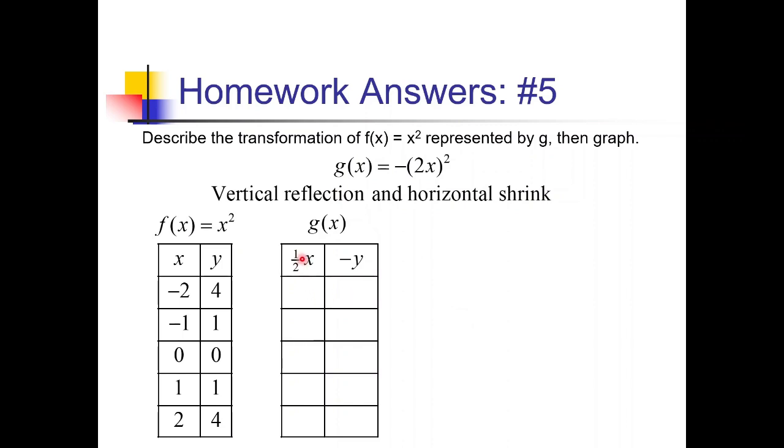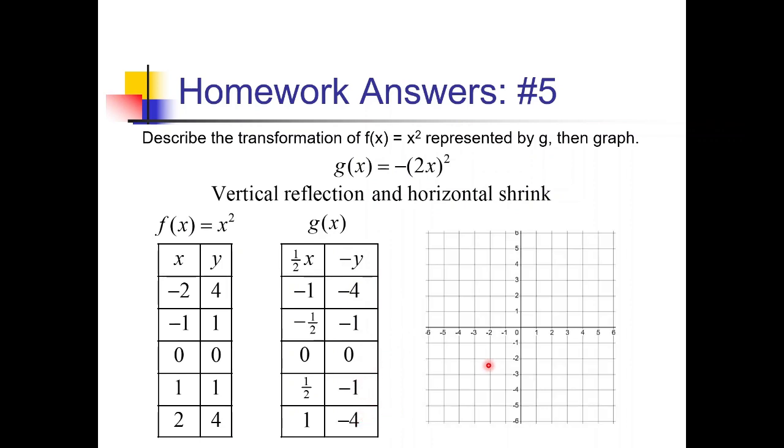So for the x's, we're multiplying each of them by 1/2. -2 becomes -1, and then -1 is -1/2. 0 is still 0. We also have +1/2 and +1. For the y values, we're just going to negate all of the originals. So -4, -1, 0 is still 0, -1 and -4.